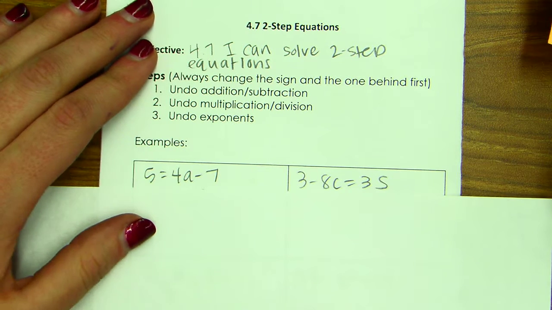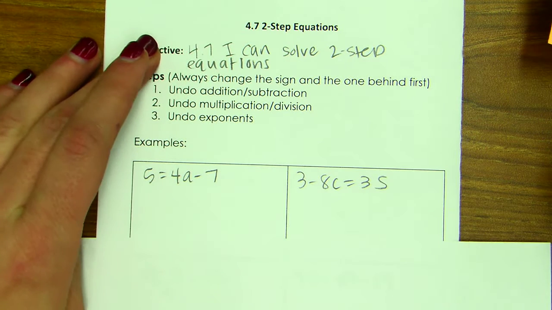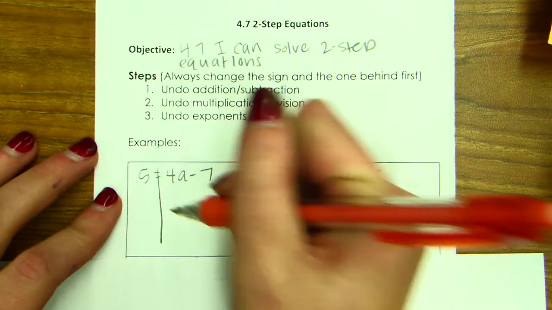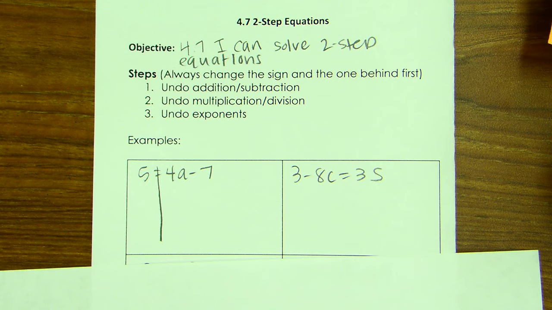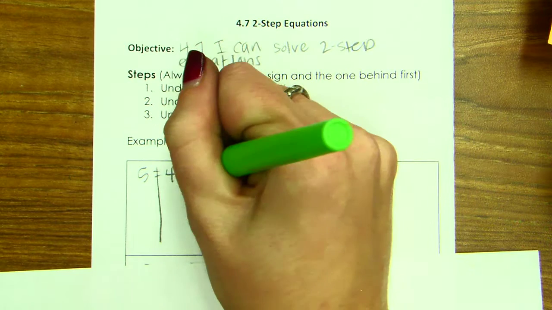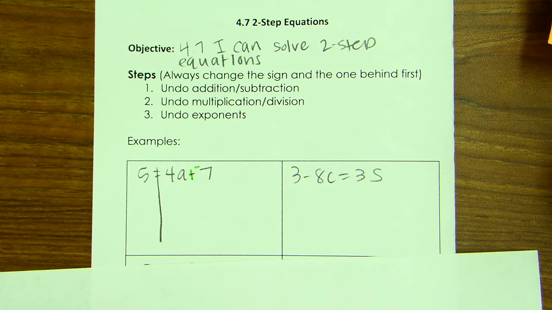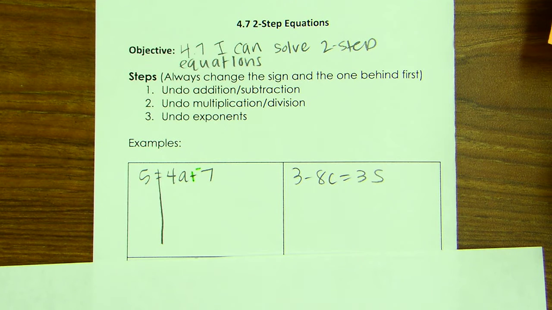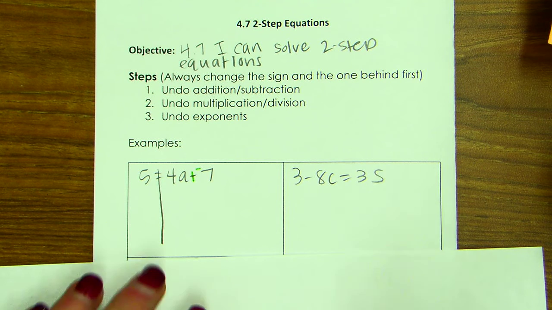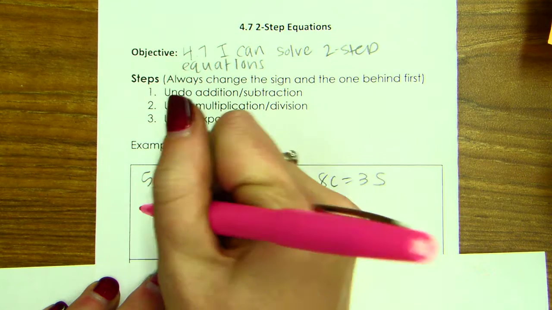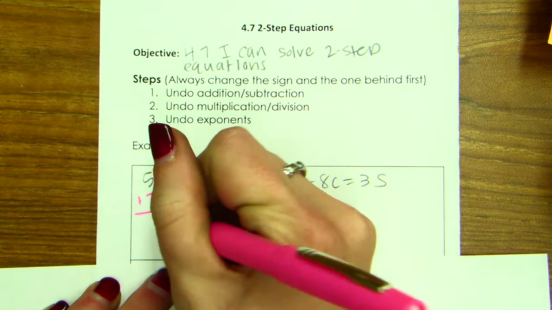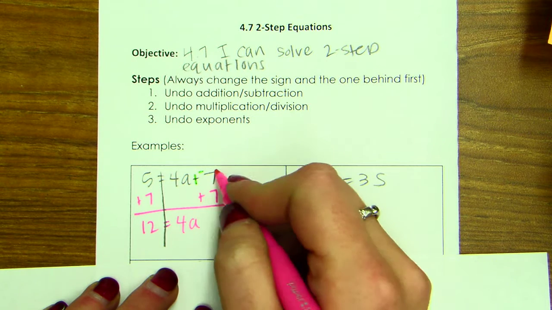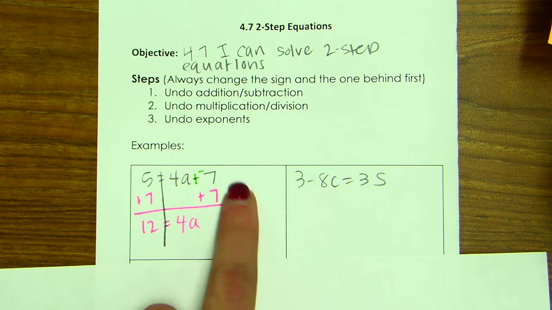So for our first example, it's going to be 5 equals 4a minus 7. And we're going to start by drawing our line down the equal sign. And then the first thing we always do is change the sign of the one behind first. So I'll do that there. And then we look. Do I have any addition or subtraction I can undo? Yes, I have adding negative 7. So to undo a negative 7, I'm going to add a positive 7. If I add it on this side, I have to add it on this side as well. 5 plus 7 is 12. The 4a doesn't change. And then negative 7 plus 7 is 0, so this is now gone.